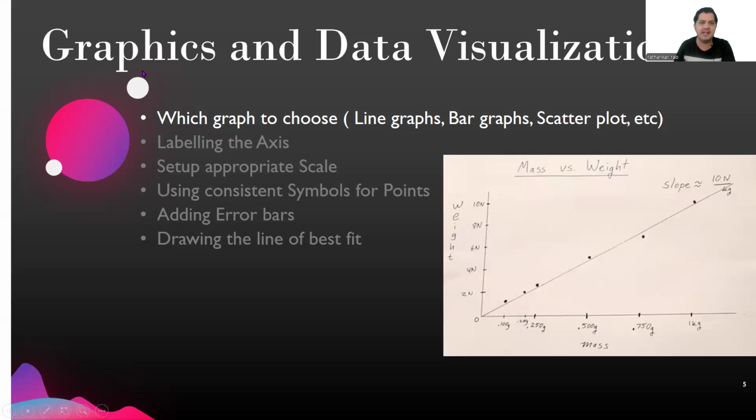Now, when we talk about data analysis, graphics and visualization, the first thing is that we need to look at what kind of graph to choose. Given data, the first thing we think is that we can choose any graph. That is incorrect. We need to think about what kind of graph to choose. There are several types of graphs. We have line graphs, bar graphs, scatter plots, etc. For example, shown here is a graph of mass versus weight. As the mass increases, the weight also increases. So first we plot the coordinates, and after that we draw a straight line through these coordinates. You get a straight line graph. We call this a line graph.